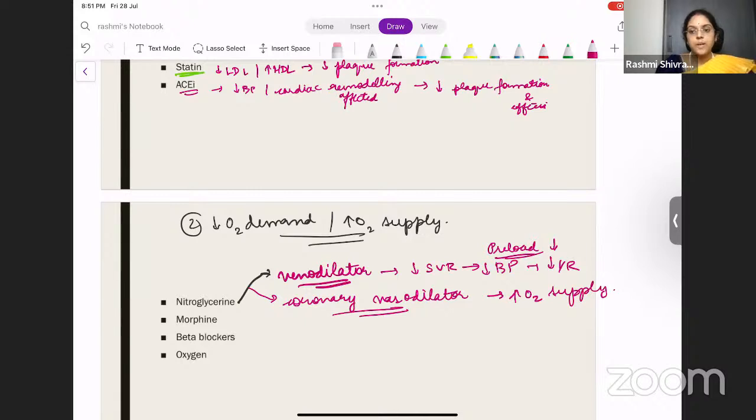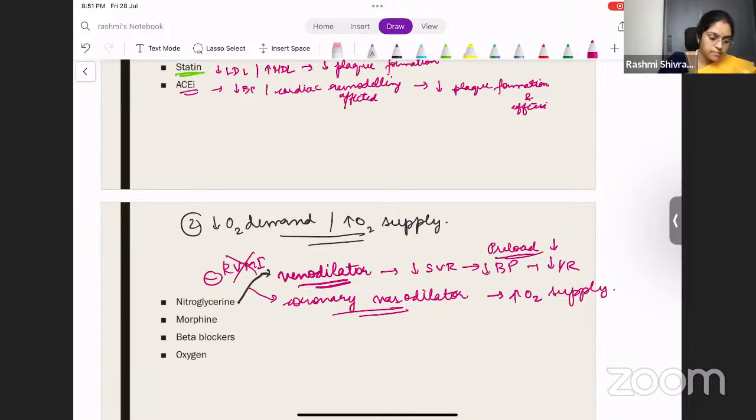Can you tell me one place where this is contraindicated? This is contraindicated in right ventricular wall MI because already the preload is less. If you give a nitroglycerin, a nitrate, the preload will become even less and the cardiac output will be very low, which will affect the patient. So you should not give it to the patient in right ventricular wall MI.